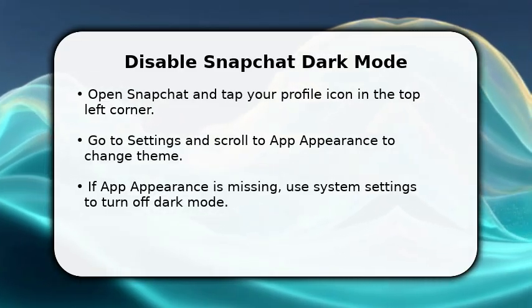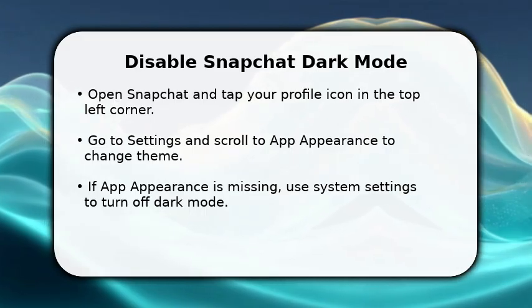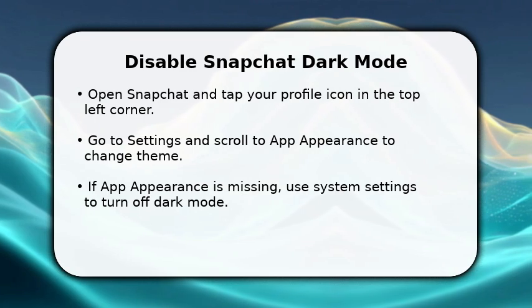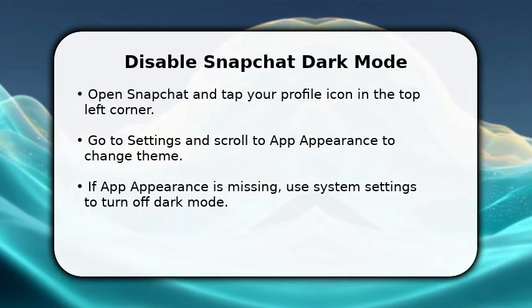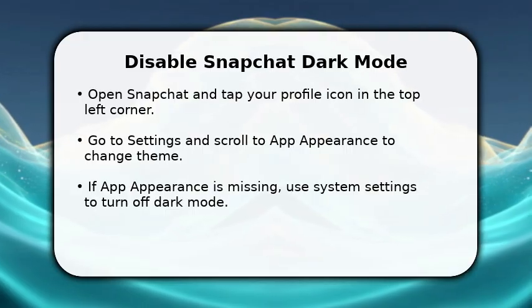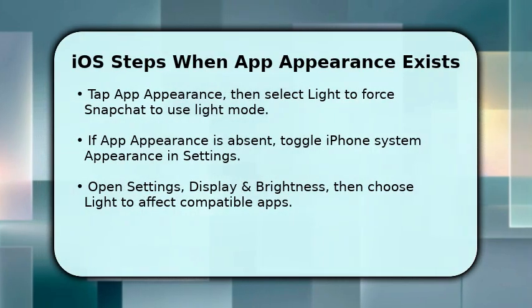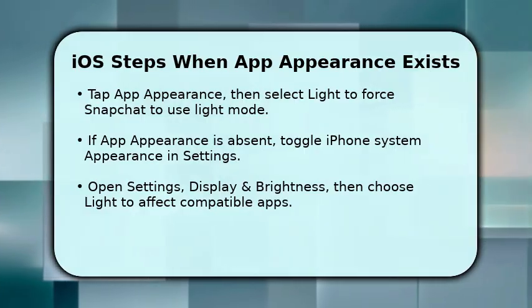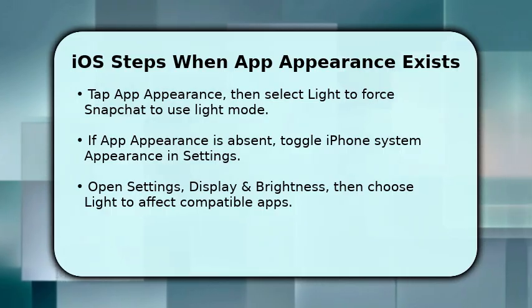This method applies to recent Snapchat versions on iOS and Android where the built-in theme control exists. Follow the next slide if App Appearance is not available in your settings. If App Appearance exists, tap App Appearance, then select Light to force Snapchat to use light mode. Snapchat will immediately update and show the light interface while you stay signed in.